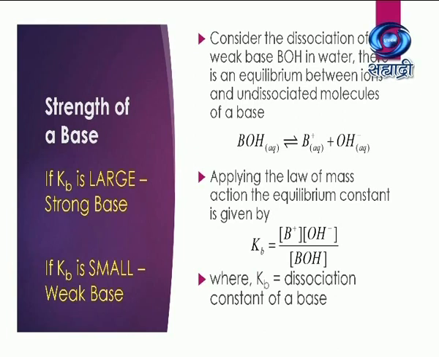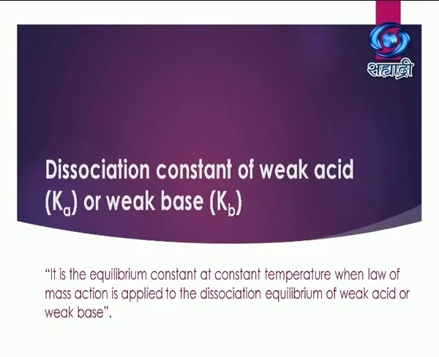Now on similar lines, if Kb is large, ionic concentration is high, and the base is strong. And if this Kb is small, ionic concentration is less, that is, molecular concentration is high, and therefore the base is called a weak base. So based on this dissociation constant of weak acid or weak base, that is Ka and Kb, it is possible to classify acids as strong acids and weak acids, and bases as strong bases and weak bases. So what is dissociation constant?